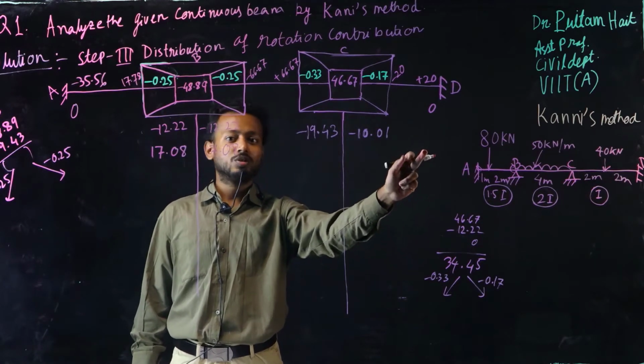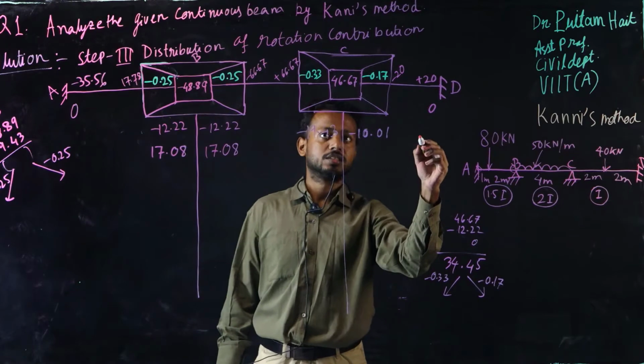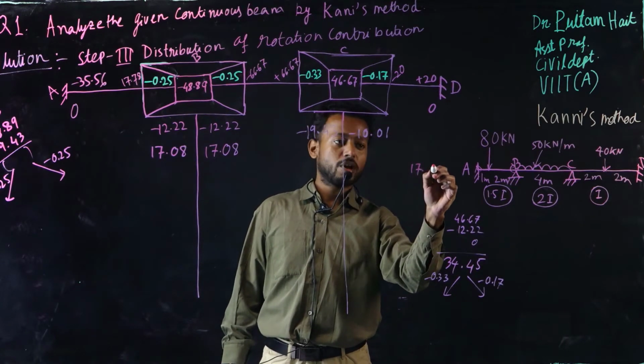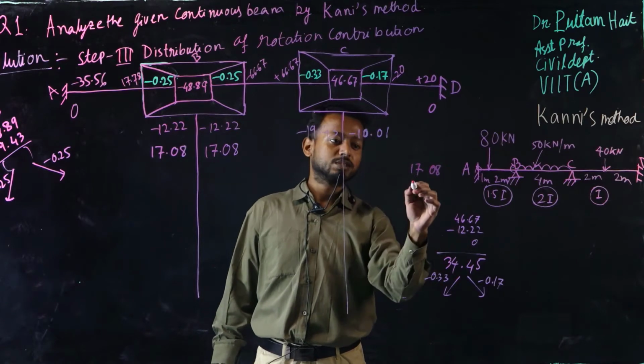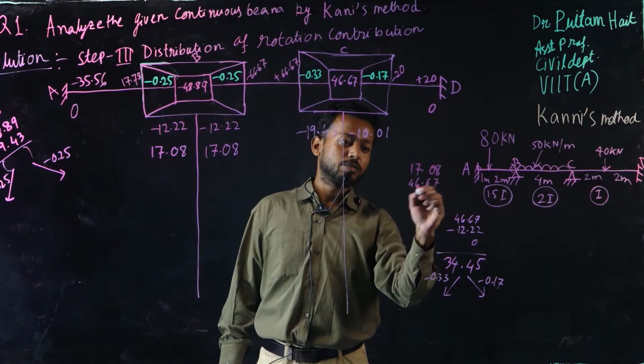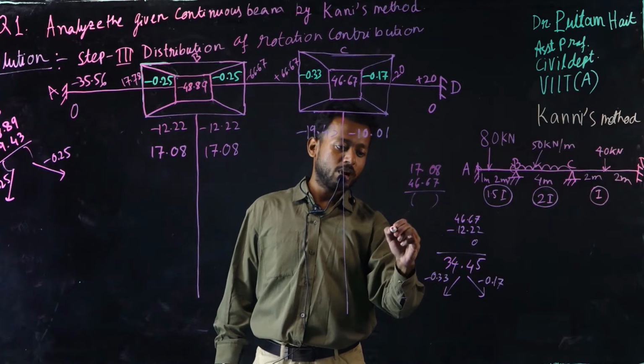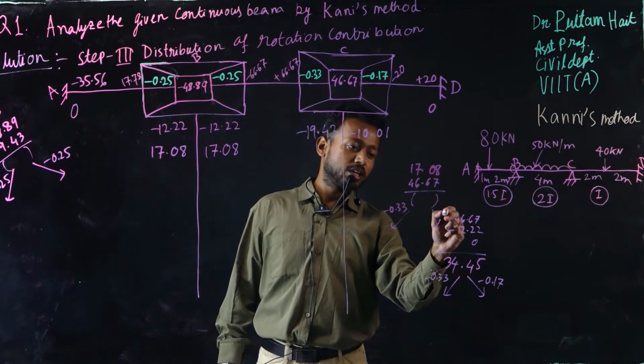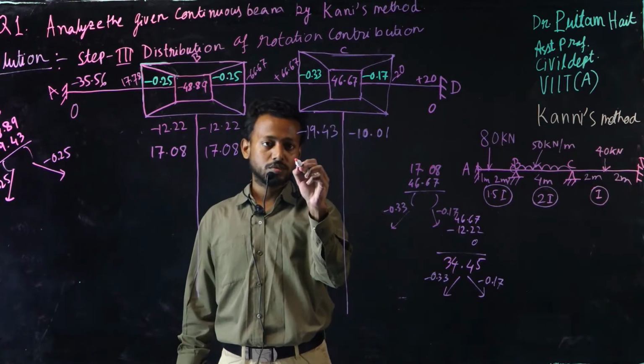Next line, add this moment and this moment. Here it is 0, so I will add 17.08 and 46.67. Whatever you get, multiply with minus 0.33 and minus 0.17.